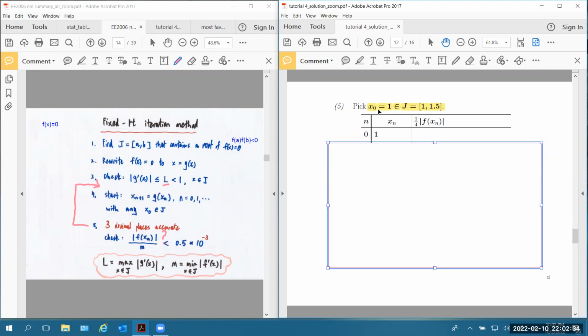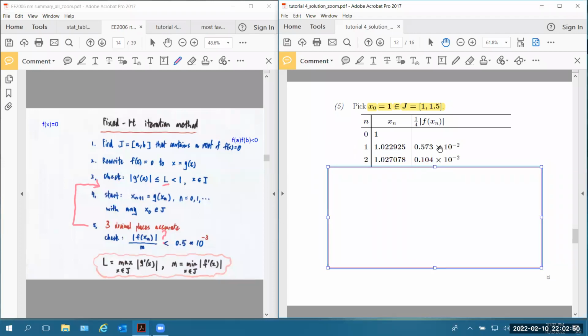So when n is 0, you pick your x naught to be 1, right? So n is 0 means this is x0. So this is 1. Now here I didn't bother to check. So I guess maybe not so soon. Then I go and get my x1. This is my x1. Then this one I really go and calculate. Then I get my x2. I can see still not yet. It must be less than 0.5 times 10 to the power minus 3, right? So still not yet. Then this one, oh, this one is reached already.